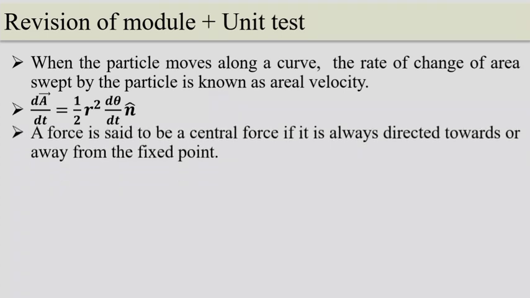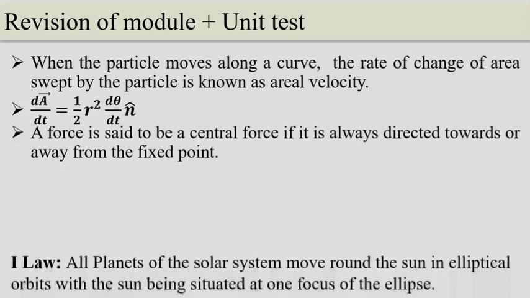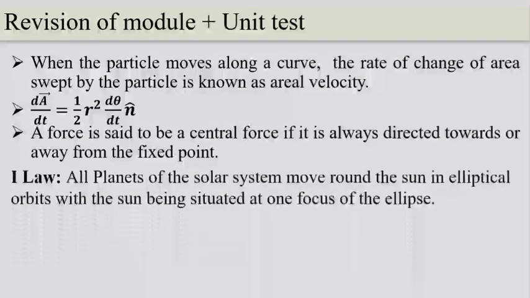And next we talk about the central force, which is a force that is always directed towards or away from a fixed point. And now we discuss Kepler's laws of planetary motion. That is the first law, the law of ellipse. It states that all the planets of the solar system move around the sun in an elliptical orbit, with the sun being situated at one focus of the ellipse.